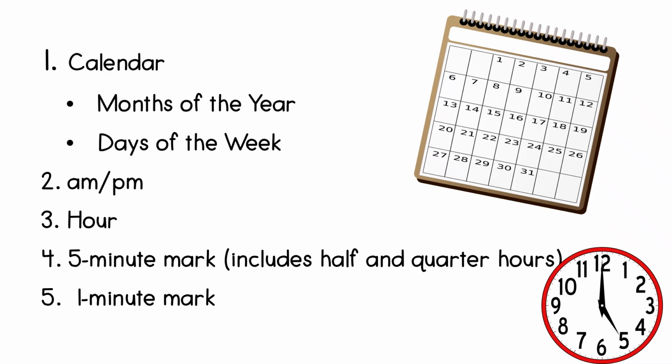It's generally considered a best practice to teach about time in this order: calendar, with months of the year and days of the week, then AM and PM, time to the hour, to the 5-minute mark, which includes half and quarter hours, and finally the 1-minute mark.